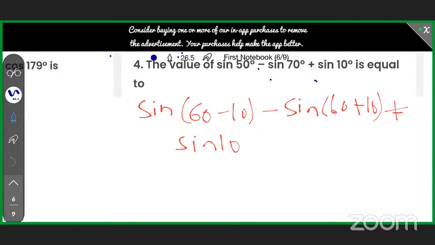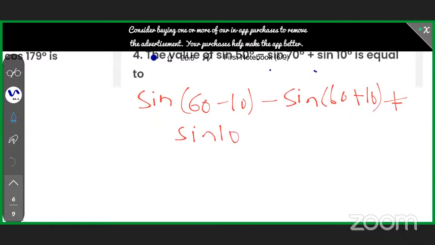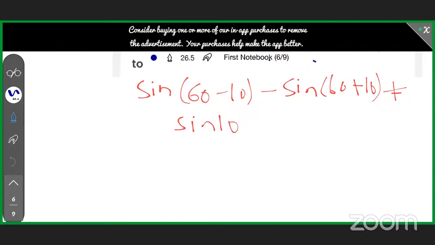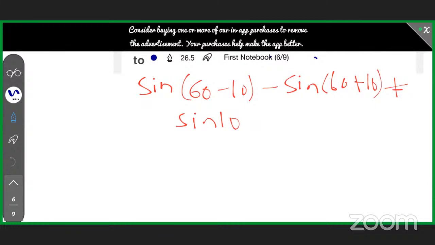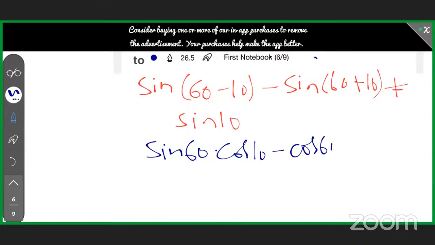So we use the formula of sine of x minus y as sine c minus sine d. That will be giving me what? Sine 60 into cos 10 minus minus of cos 60 into sin 10. Minus is there, I am taking minus as it is. Then it comes as again sin 60 into cos 10 minus.